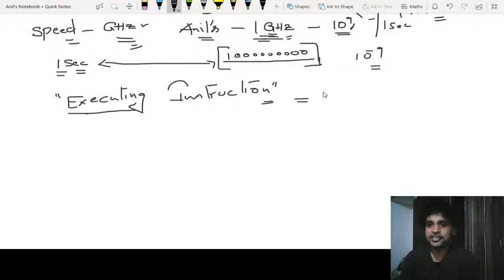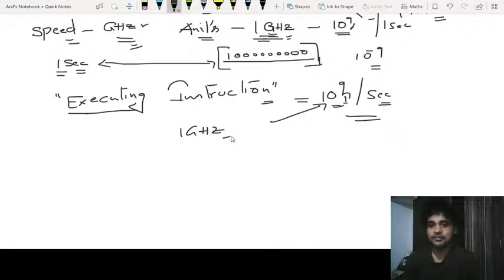The CPU is capable of executing 10 power 9 instructions in 1 second. Instructions per second. This is the speed of the CPU. The actual speed of the current CPU is 10 power 9 instructions per second. Why 10 power 9 instructions per second? Because the CPU is 1 gigahertz. 1 gigahertz is equal to 10 power 9. So the CPU will be able to perform 10 power 9 tasks per second. What is the task of the CPU? The task of the CPU is nothing but executing an instruction. Got me? So the CPU is capable of executing 10 power 9 instructions per second.